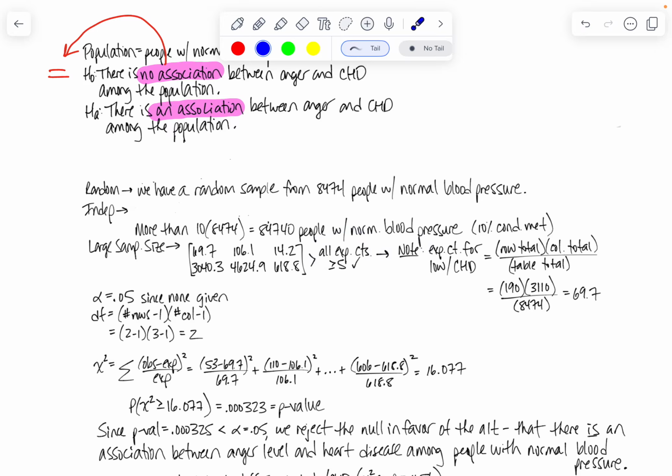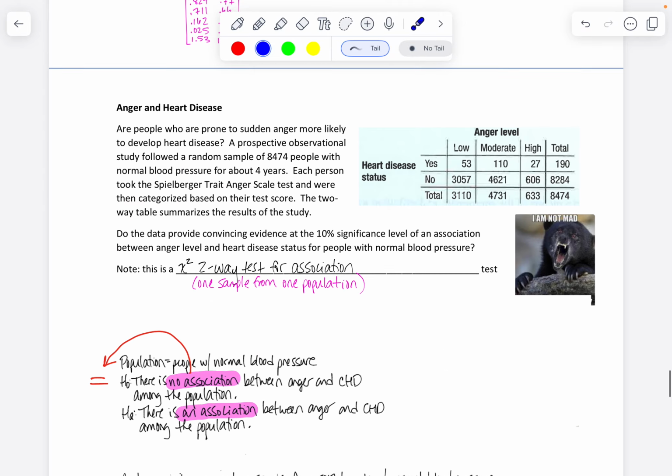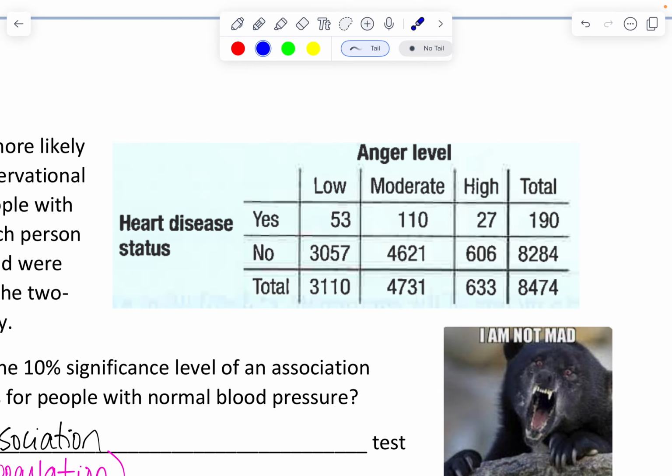Do you understand how this number was calculated? Let me zoom out to my original problem. I observed 53 people right here. How do I figure out how many people I expected to be there? You take the row total times the column total divided by the table total.